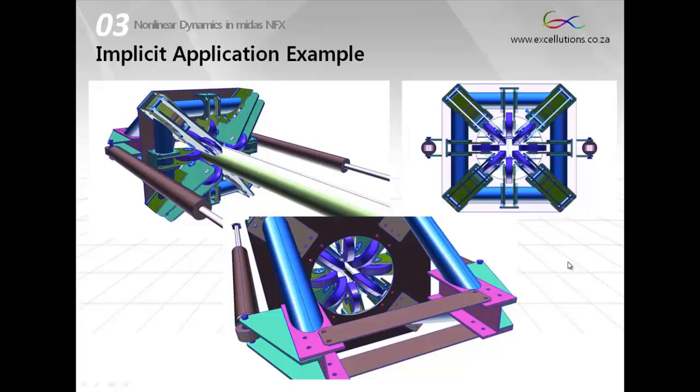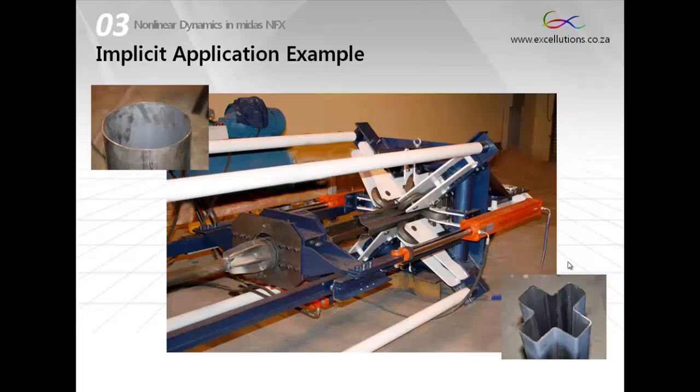Here you can see the CAD model for the rolling machine with its single stage rollers. Finally, the actual machine that was built and producing these samples that you can see from the round profile to the crossed profile.